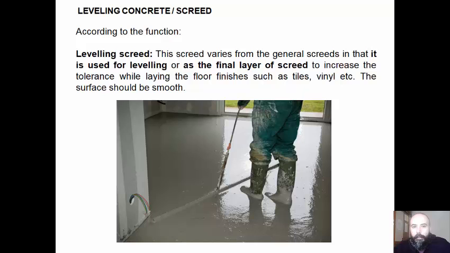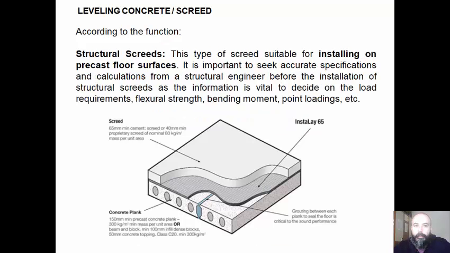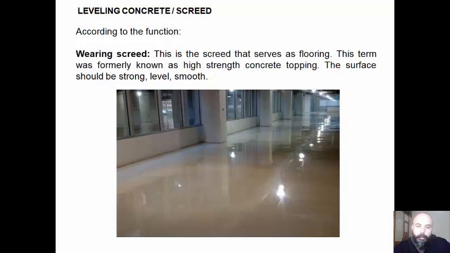We have leveling screed. This screed varies from general screeds in that it is used for leveling or as the final layer of screed to increase the tolerance while laying the floor finishes such as tiles, vinyl. The surface should be smooth. We have structural screeds. This type of screed is suitable for installing on precast floor surfaces. It is important to seek accurate specifications and calculations from a structural engineer before the installation of structural screeds, as the information is vital to decide on the load requirements, flexural strength, bending moment, point loading, etc.